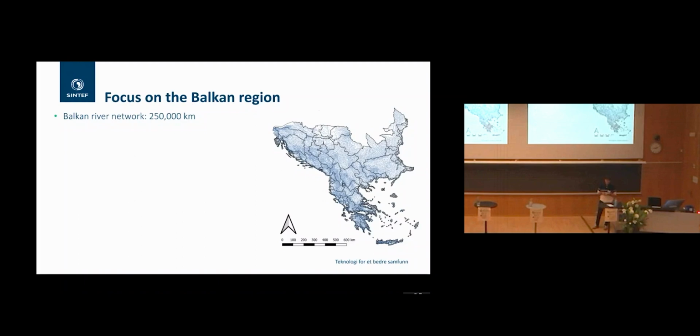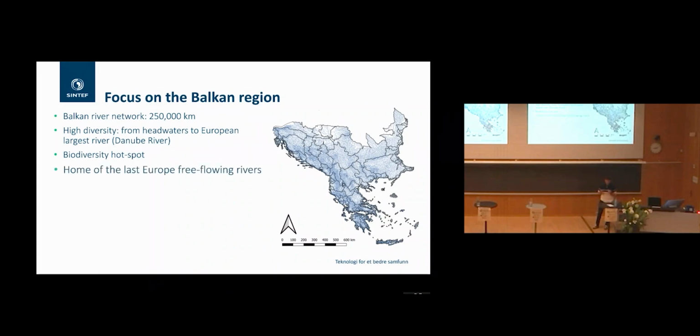Then, why the Balkans? The Balkan river network extends as much as France, as I discovered yesterday, but it's very diverse. So we go from headwaters to what is probably the largest river in Europe. It's a biodiversity hotspot. The Balkans are rich in endemism, and as far as I know, many species are still not described. But probably one of the most important points is they are considered the home of the last European free-flowing rivers. Is this true?